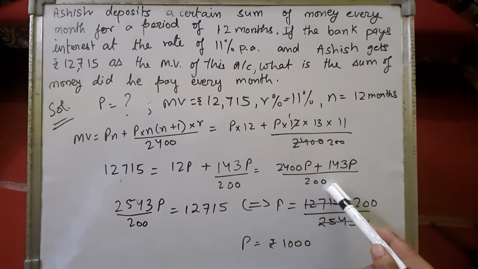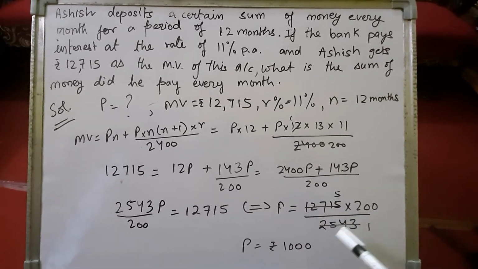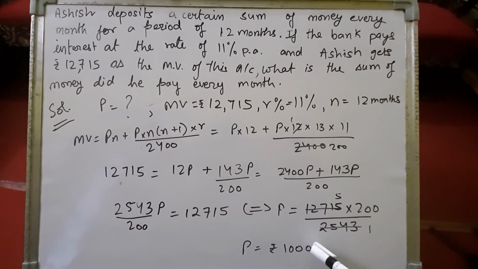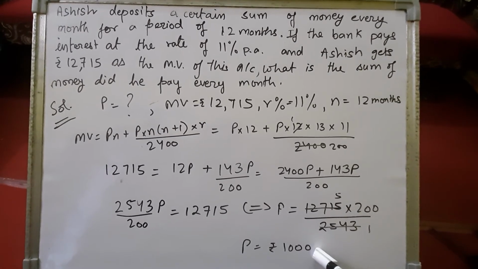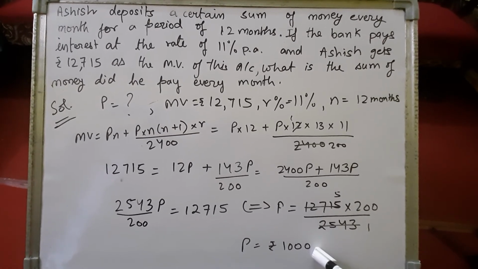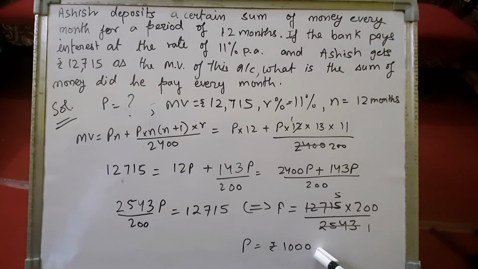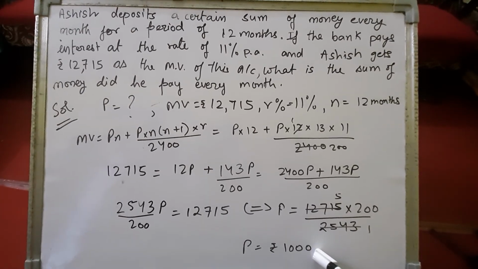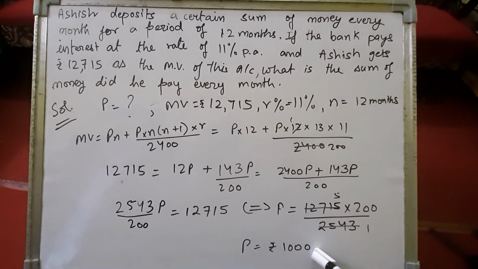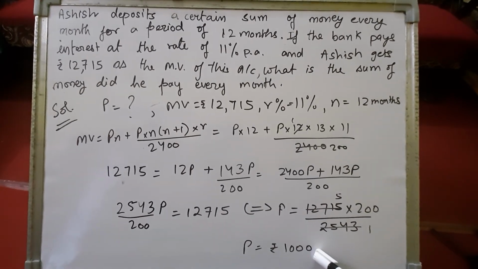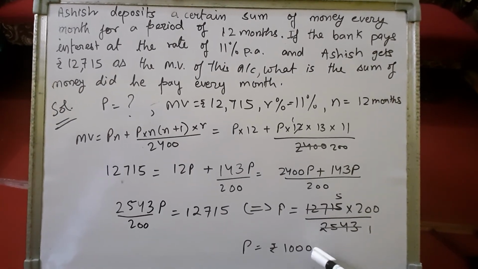2543 ones are, 2543 fives are 12,715. 5 into 200, it is 1000. That means 1000 is the amount that Ashish is depositing every month for 12 months to get a maturity value of 12,715. Right. Understood, children? Note down, please.